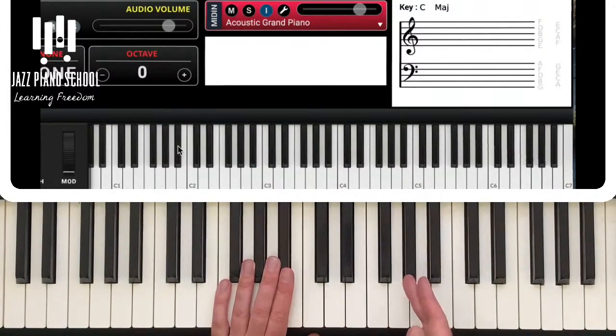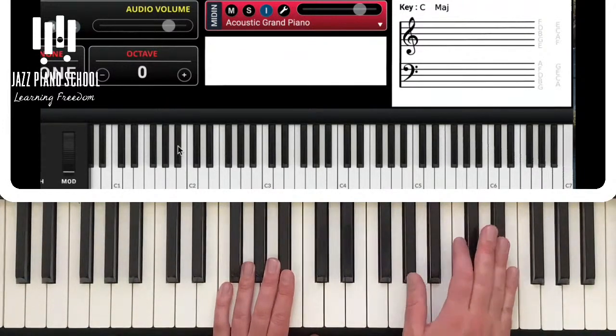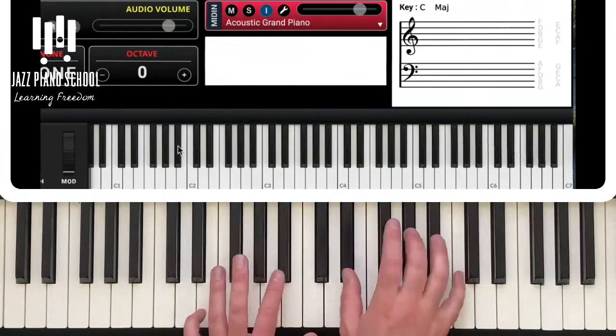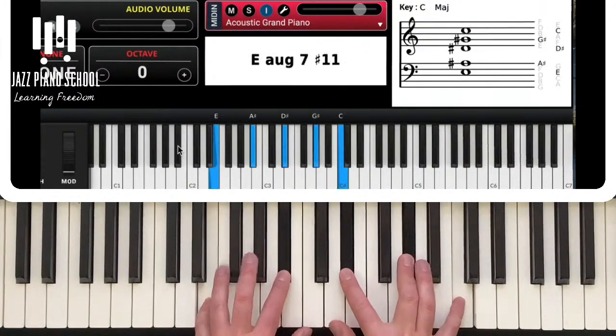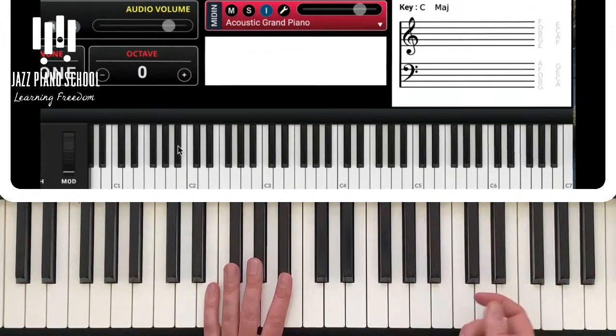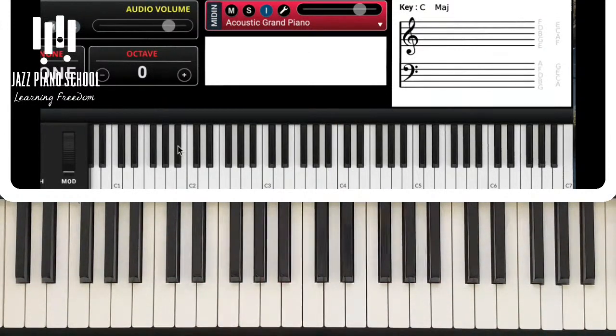Or if I wanted to get my flat 13 and sharp 9, all I need to think is an A flat major triad over my C7. I can get this really easily. So that's a simplified way of thinking about it. Okay? So that is the simplification of adding extensions.